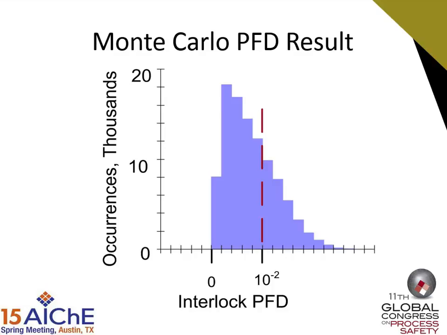Everything between 0 and 10 to the minus 2, everything to the left of 10 to the minus 2, says the interlock is okay. Everything to the right of 10 to the minus 2 says that the interlock is not okay. So the area under that curve represents the fraction of time that when you install this design, it won't work at least as well as what you wanted it to work.